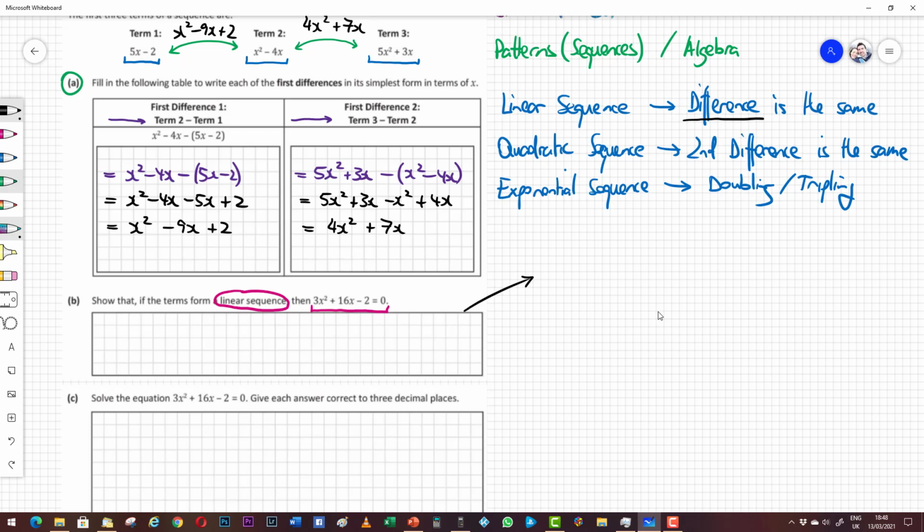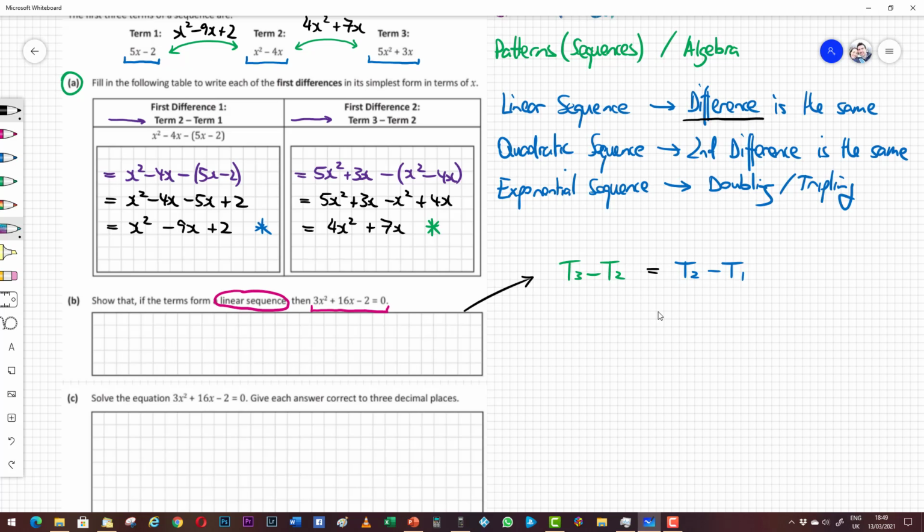And so we can say that if we take the third term and subtract the second term, which we've done already, that should be equal to the second term minus the first term. So the difference between each of the terms is equal, and so if you subtract the second term from the third term, that should be the same as subtracting the first term from the second term. And we have these things worked out.